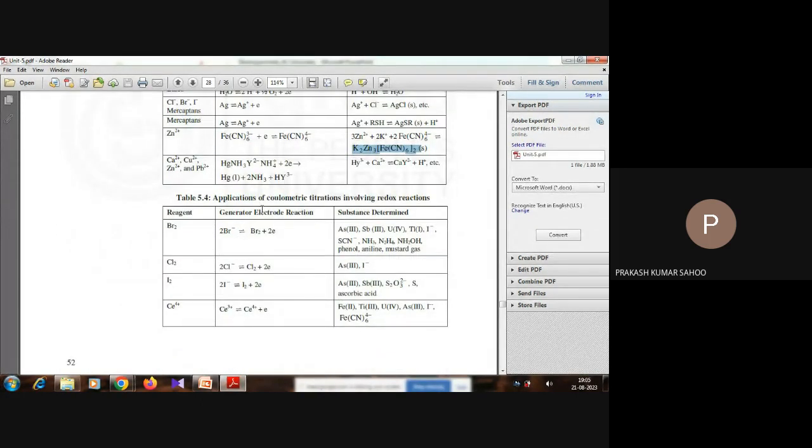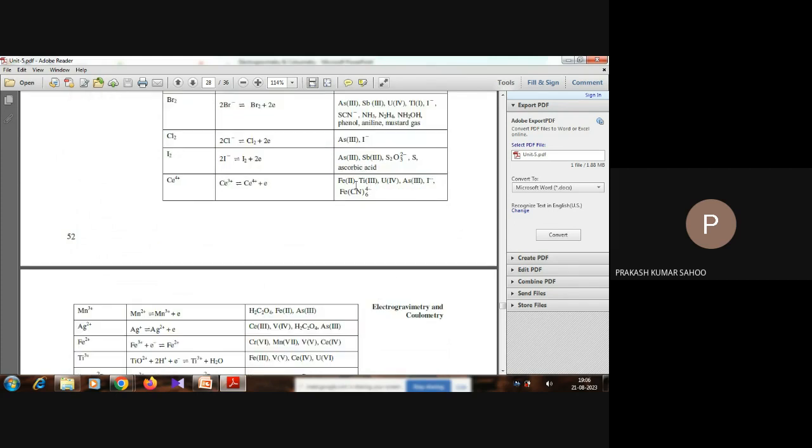In applications, estimation of bromine. The substances determined are arsenic, antimony, uranium. Then by the use of chlorine, we have arsenic, and with iodine, arsenic, antimony, cerium. These types of ions can be determined.